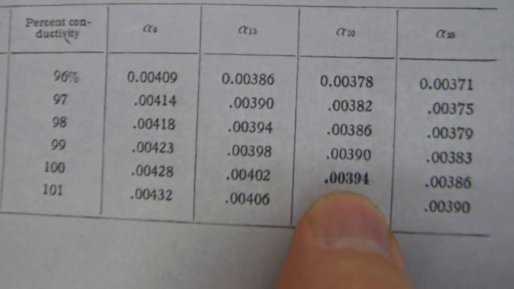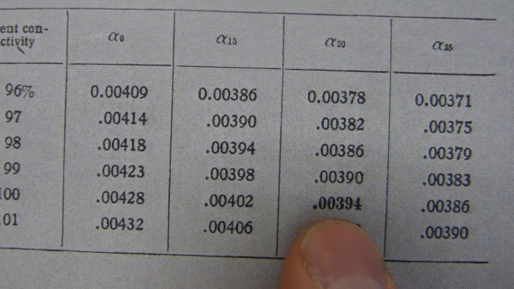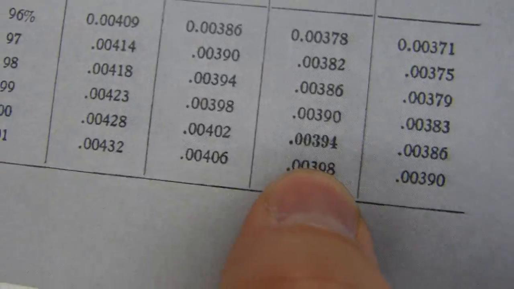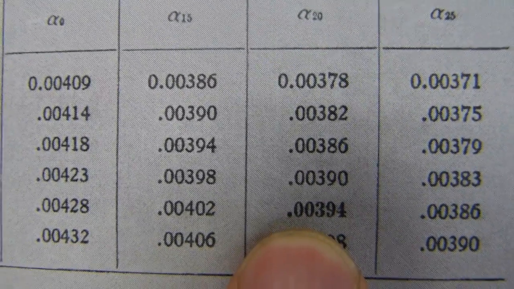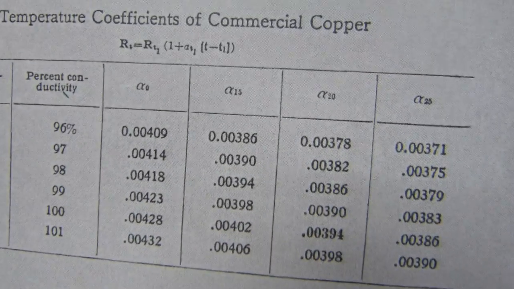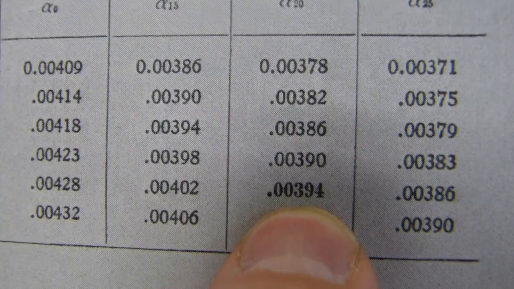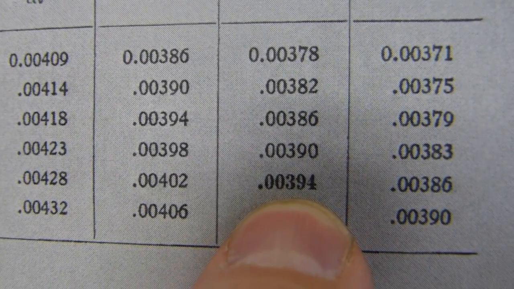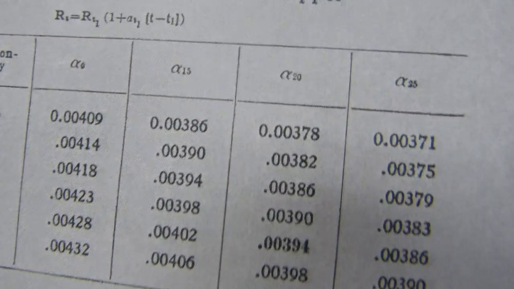The original author Dellinger bolded this number here, 0.00394. I pre-printed my sheet with 0.00393 because NIST, or the American Bureau of Standards, revisited these figures since 1910, and they thought 0.00393 is a better number to use with copper at 20 degrees. It's a microscopic difference, don't worry about it.